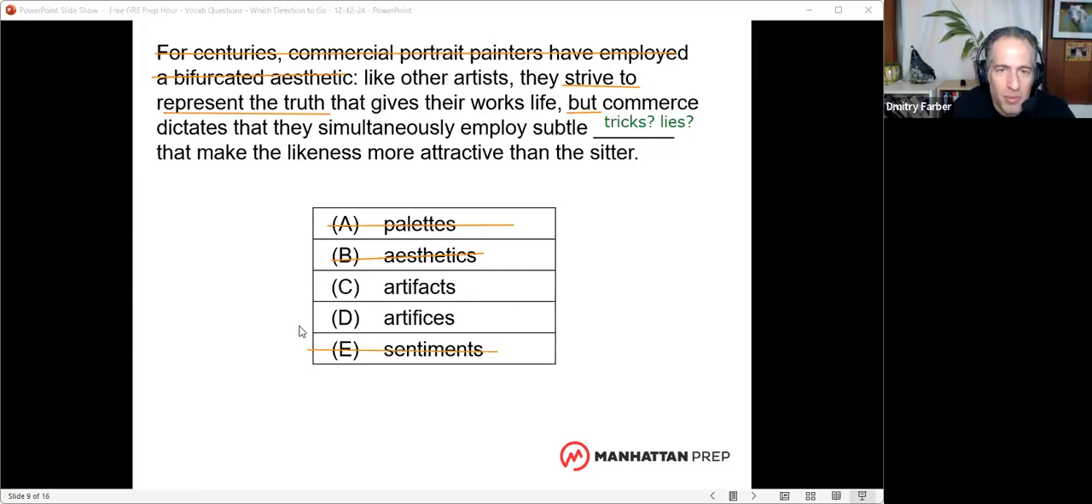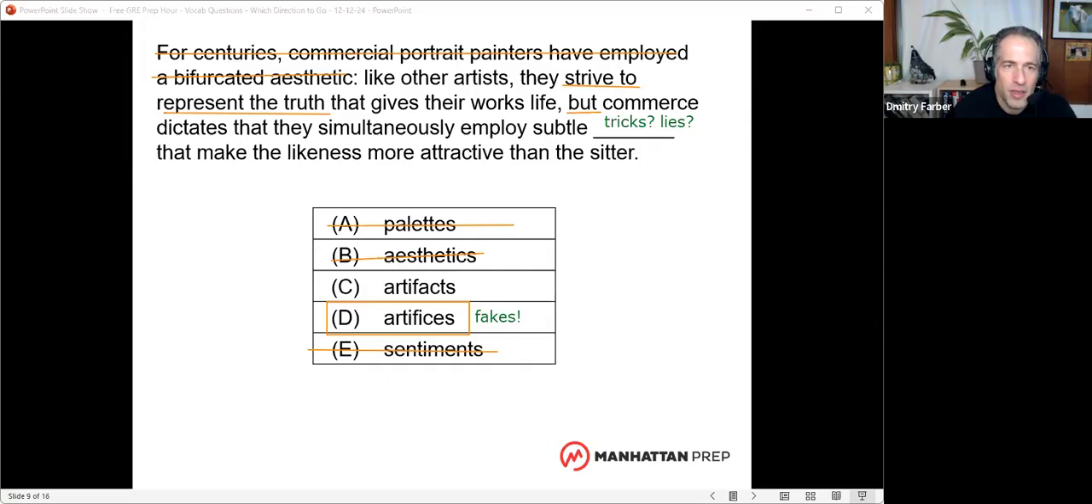Sentiments, I don't know even how to employ a sentiment, right? Artifacts and artifices sound very similar, but an artifact is an object, an artifice is a fakery, right? And so basically it's using fake things, ways of faking to make someone look nicer than they might in real life. Okay. So that's another example of the subtle contradictions you can see, right? It doesn't say they tell the truth, but they lie exactly. But it's like, okay, so we're trying to be truthful, but we have to do things that are at least a little subtly fake so it's still presentable.